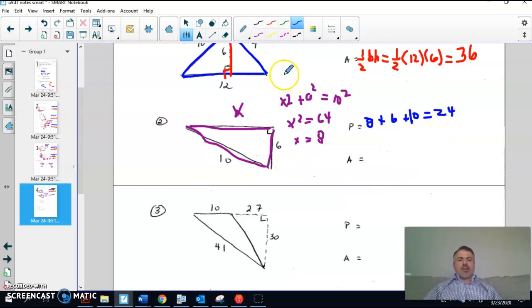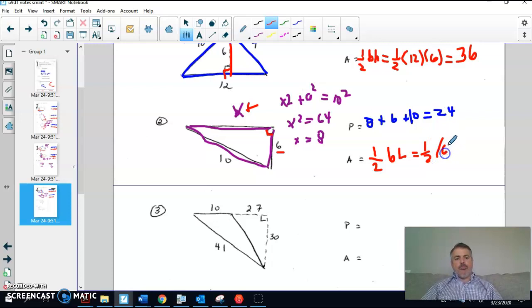Alright, area on this, again, I'm going to use 1/2 the base times the height. Base and height again have to be perpendicular. I'll say that every single time. I do have some perpendicular measurements here, so I don't have to find one. So I see the right angle right here, which means that this is my base and this is my height right here. So plugging it into the formula, it would be 1/2 times 6 times 8, which is equal to 24.